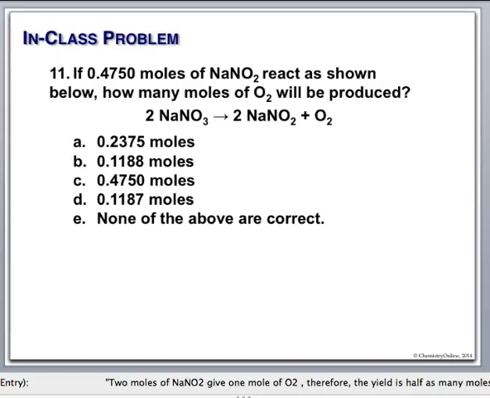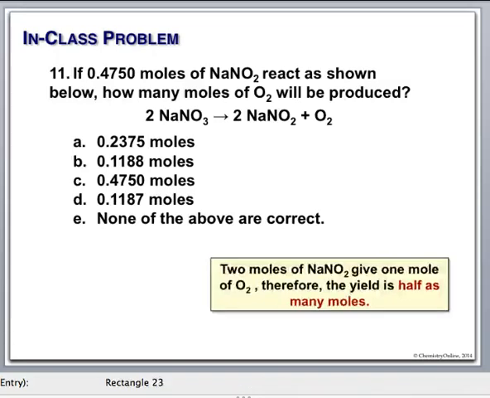Well, for every 2 moles, we get 1 mole, don't we? So if we had 2 moles of this, we would get 1 mole of oxygen. 2 moles of nitrate, again, I made a mistake here, that should be nitrate, give 1 mole of oxygen. Therefore, we need half as many moles. Take this, divide it by 2, 0.2375. It takes 2 to make 1.